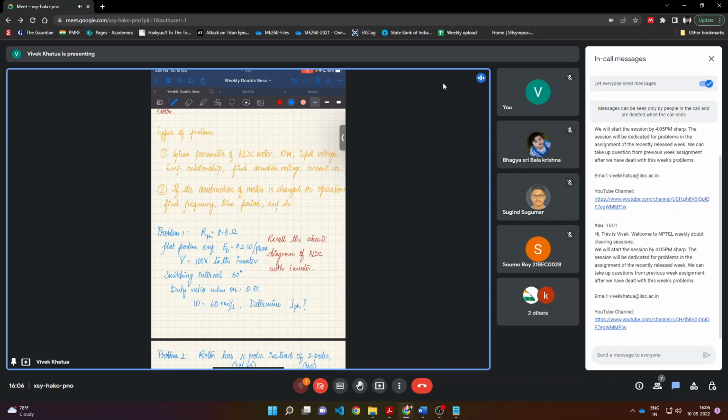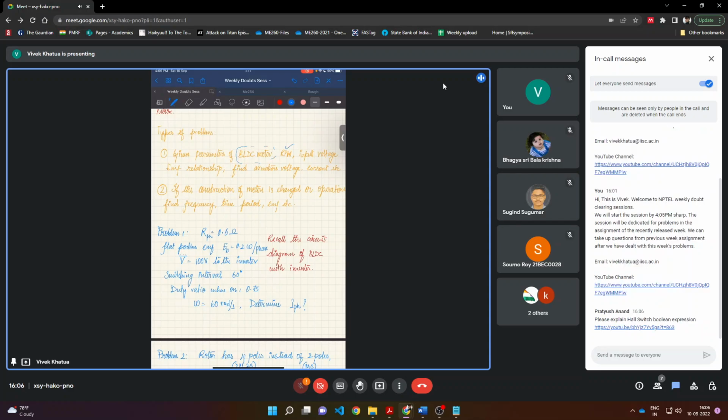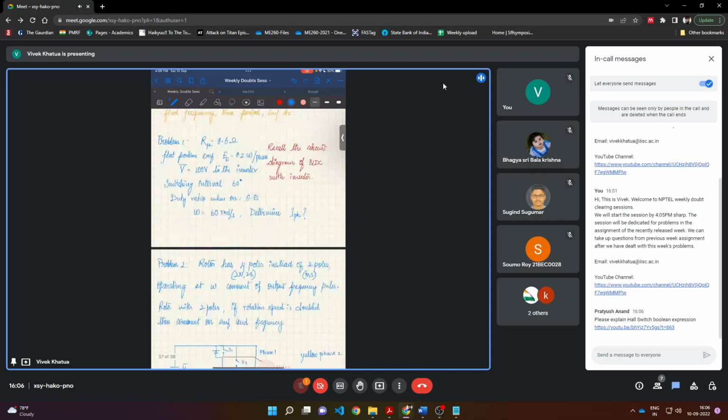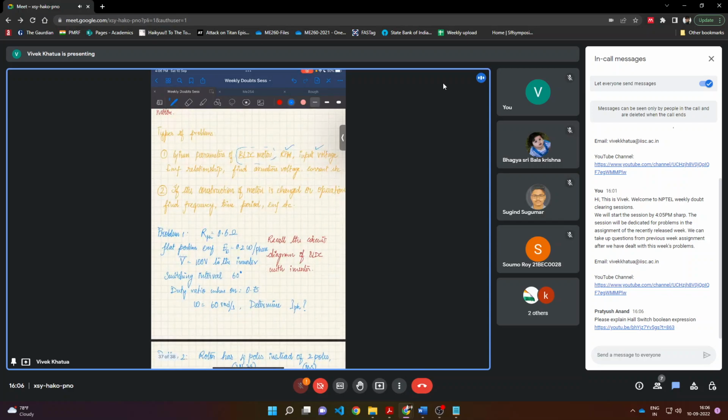Given that we have the parameters of the DC motor, we are also given RPM and input voltage. Input voltage is to the inverter, right? VG is given. The EMF relationship with omega is given, and then we are asked to find armature voltage and current.